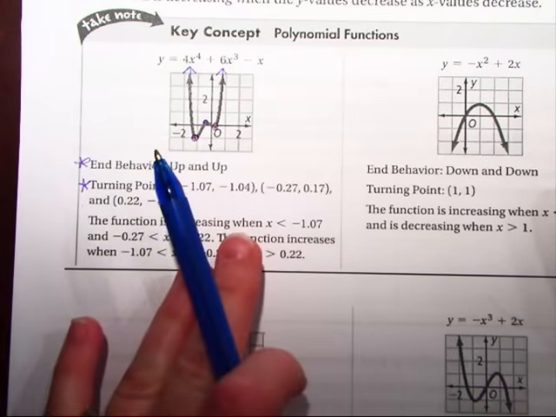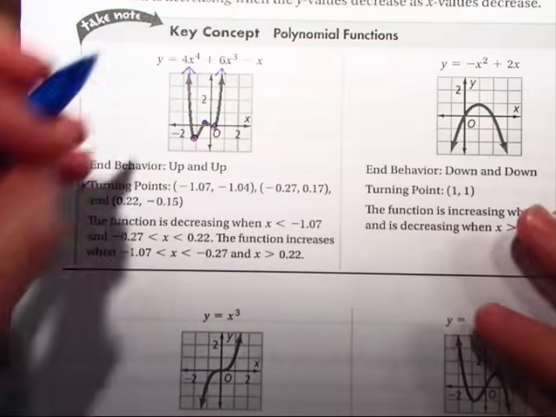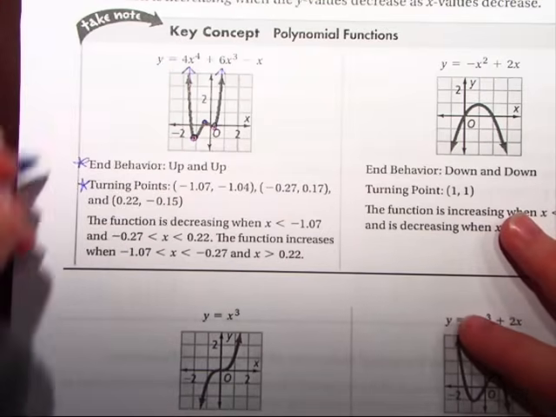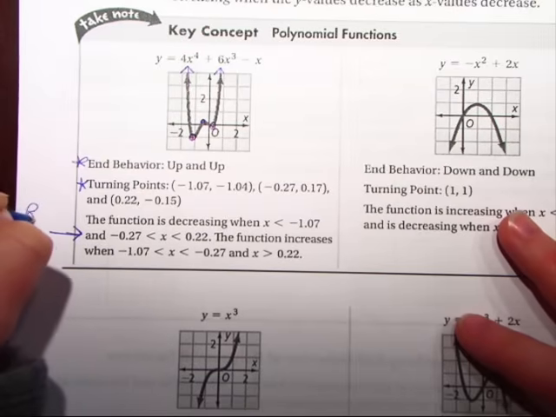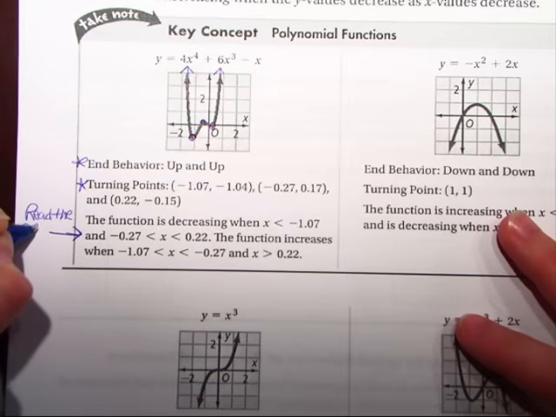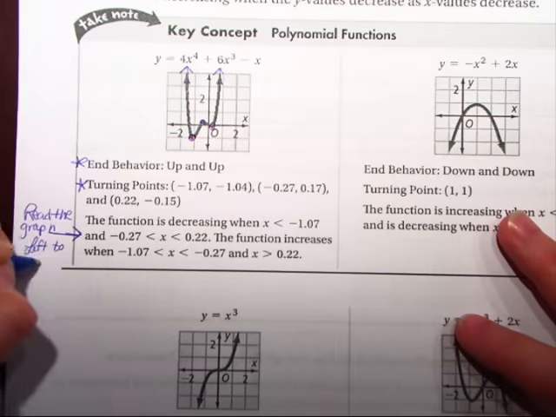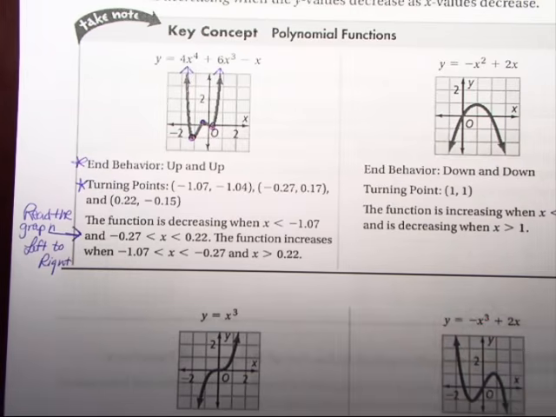Now we're going to talk about the decreasing aspect together. A lot of students struggle with this. You should kind of be able to remember that when you talk about decreasing and increasing, you need to read the graph left to right. Okay? When you talk about increasing and decreasing, you need to read the graph left to right.